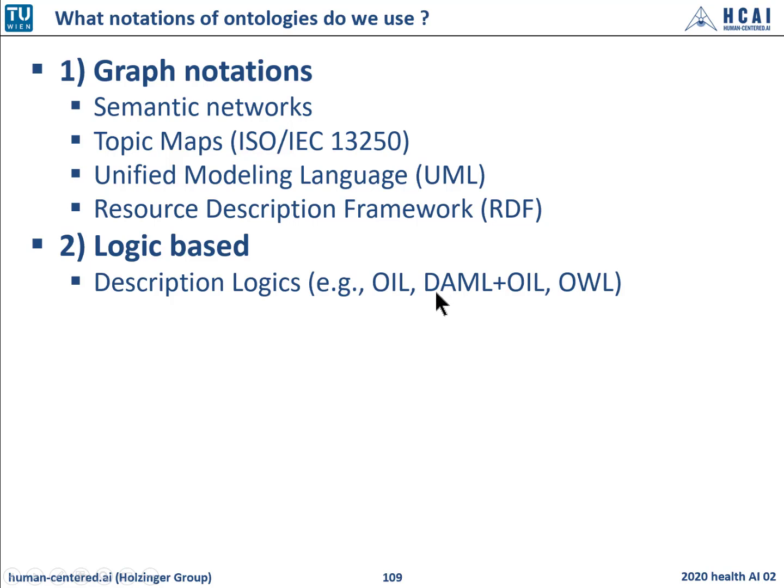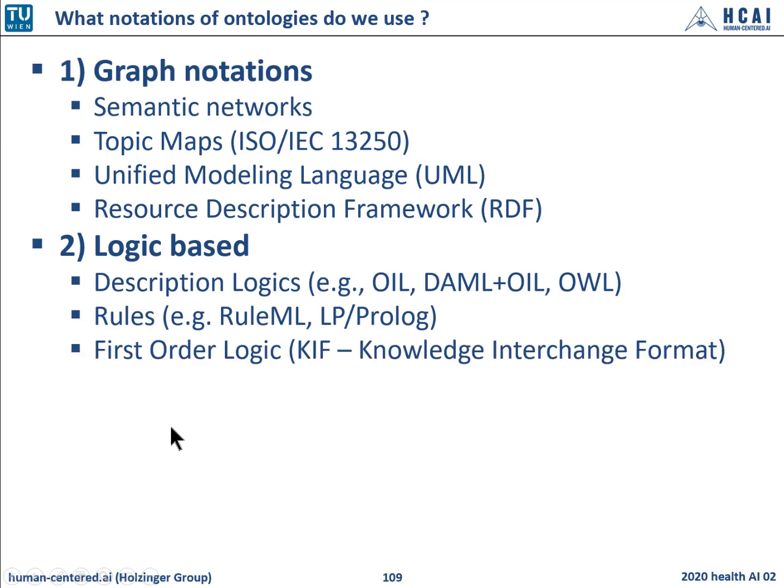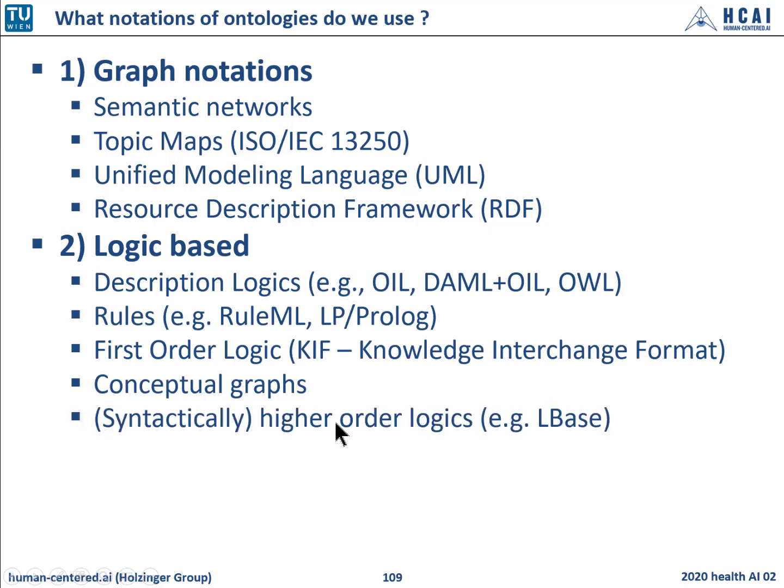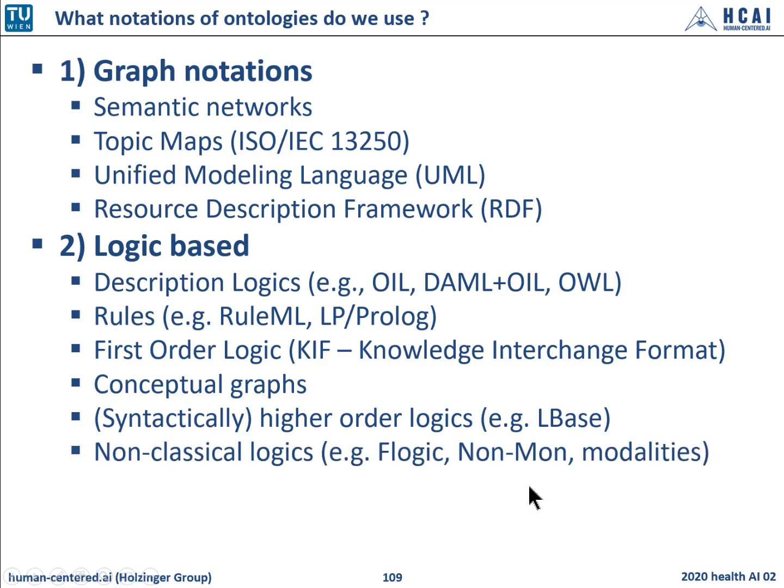Or DAML. DAML originated with D for DARPA, so DARPA Agent Markup Language. So it comes from DARPA. And OWL. OWL, for example, is the Web Ontology Language. Then you have rules, for example, RuleML or LP and Prolog. Then first order logic, of course, conceptual graphs, or syntactically higher order logics, to name one. And non-classical logics, for example, non-monotonic logic or modalities.